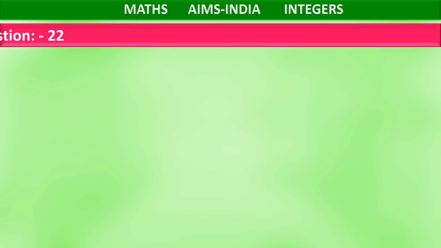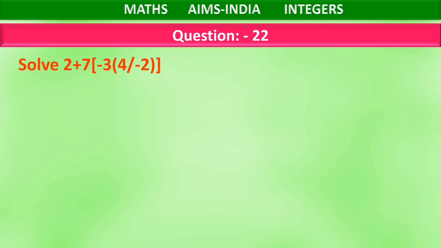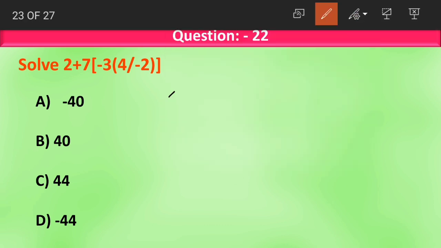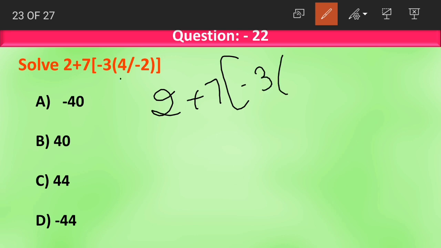The next question is question number 22. Solve 2 plus 7 brackets open -3, again brackets open 4 by -2, the brackets close. Option A -40. Option B 40. Option C 44. Option D -44. Now look at the question carefully. 2 plus 7 brackets open -3, brackets open 4 by minus 2. This is the innermost bracket, right? 4 by minus 2 is in the innermost bracket.